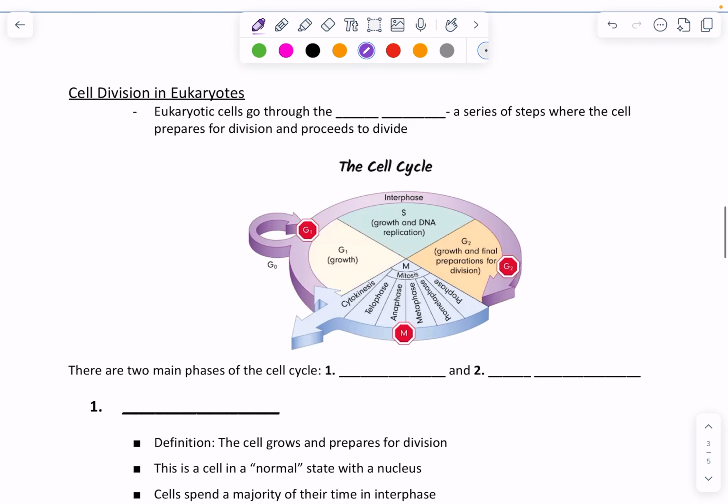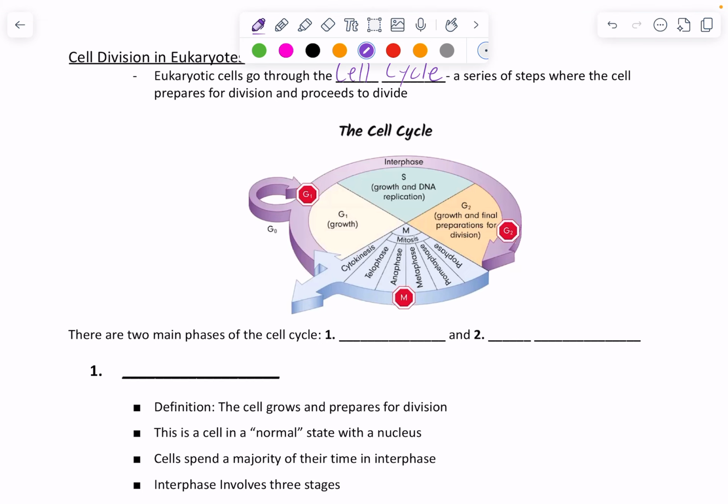The bulk of this topic is cell division in eukaryotic cells. So how do our cells become two? We know the cells will spend their lifespan going through the cell cycle. This is a series of steps where the cell is preparing for division and eventually will divide. And there are two general steps.